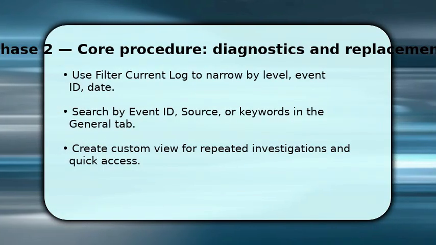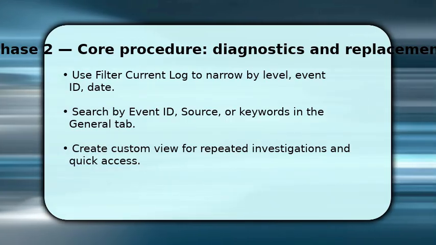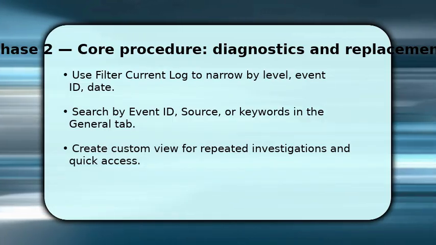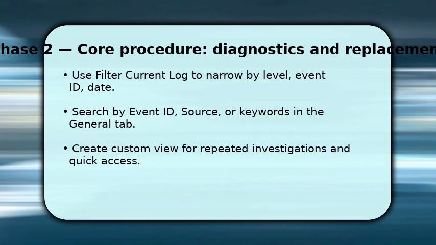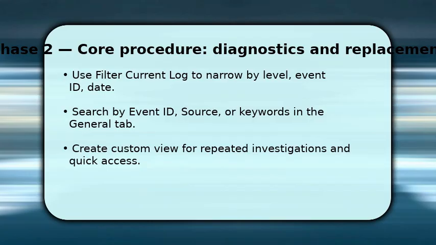You now focus on finding the relevant events using filtering and search. Click a log, then choose Filter Current Log, set levels like Error or Warning, pick a date range, or enter the event ID you were told about. Once filtered, click an event and read the General and Details tabs to understand the how and why. General explains the problem, Details gives structured data for diagnostics. If you'll repeat this search, make a custom view so you don't rebuild filters each time.